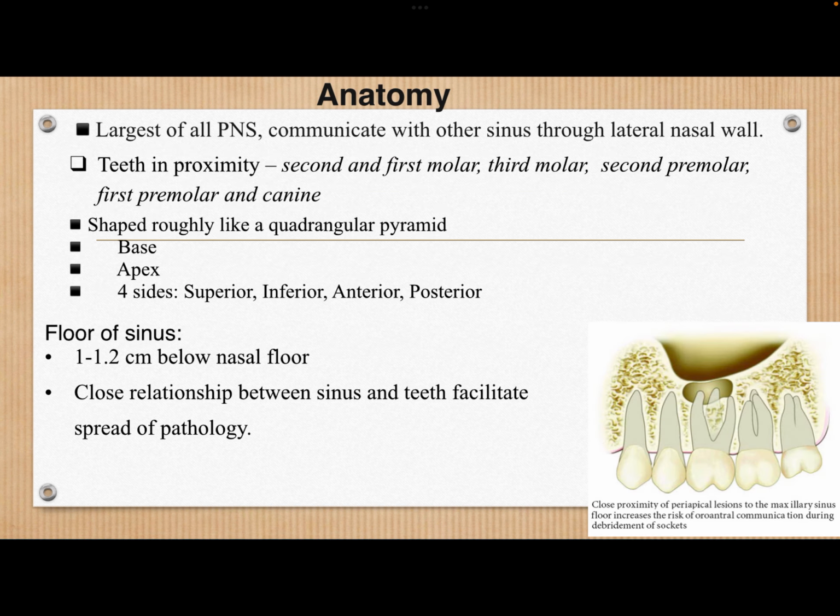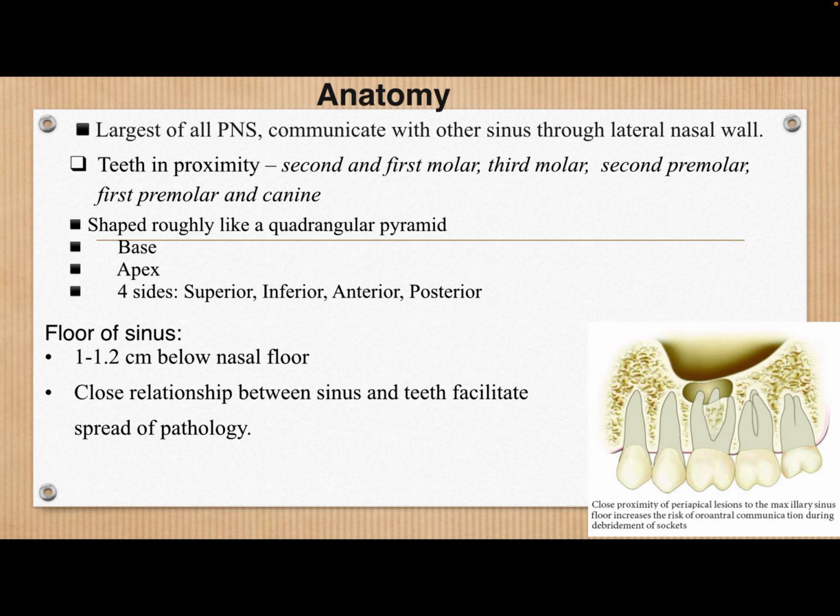Just some points on anatomy of maxillary sinus. So among all the paranasal sinuses, maxillary sinus is the largest one, and it communicates with other sinuses through the lateral nasal walls. And the teeth in close proximity include canines, first and second premolars, first, second, and third molars. So this close relationship between the teeth and maxillary sinus can facilitate spread of pathology from tooth to maxillary sinus and vice versa.